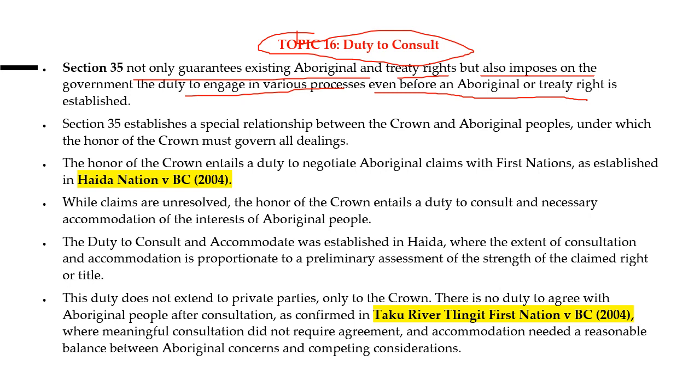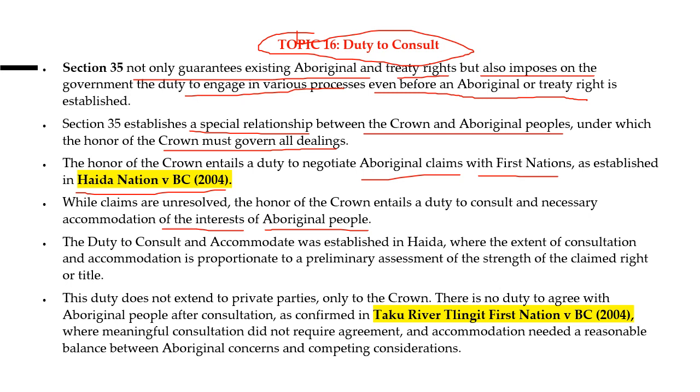So Section 35 established a special relationship, as I told you earlier, a fiduciary relationship between the Crown and Aboriginal people, under which the honor of the Crown must govern all dealings. What do we mean by this honor of the Crown? In Haida Nation versus BC, it was made clear that the honor of the Crown means there is a duty to negotiate Aboriginal claims with First Nations. Where claims are unresolved, it is the duty of the Crown to consult, to accommodate where necessary, and to bring forth the interest of Aboriginal people.